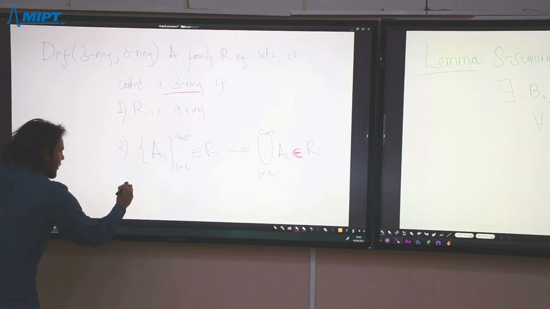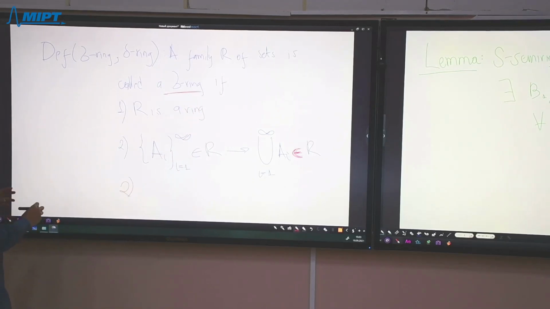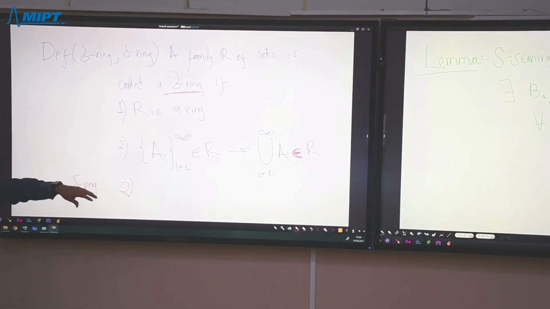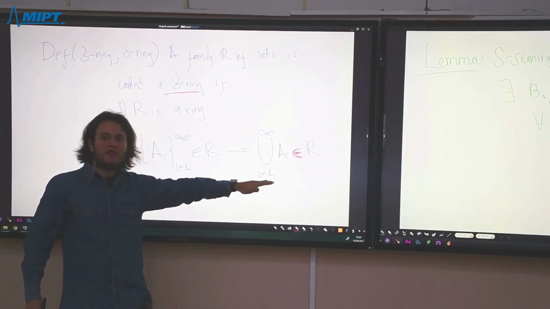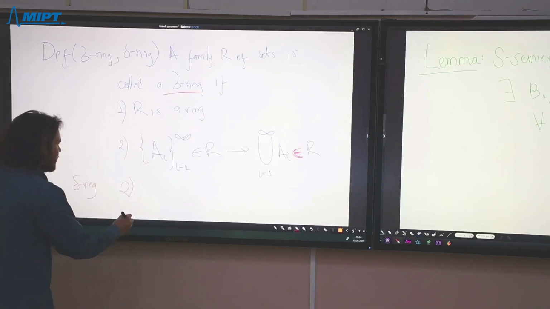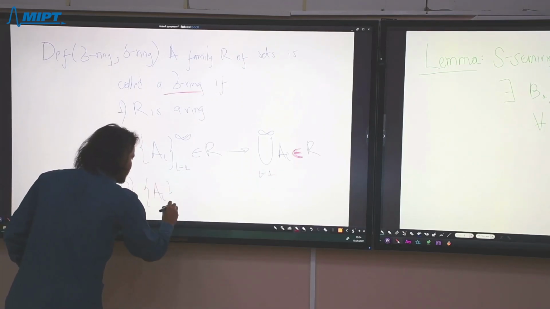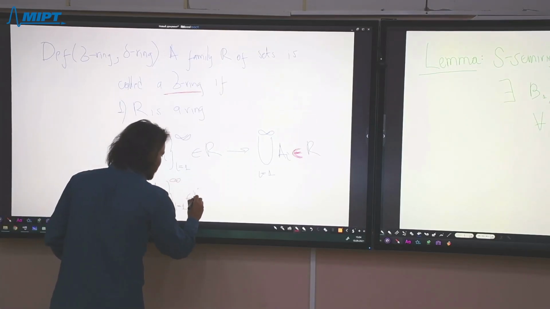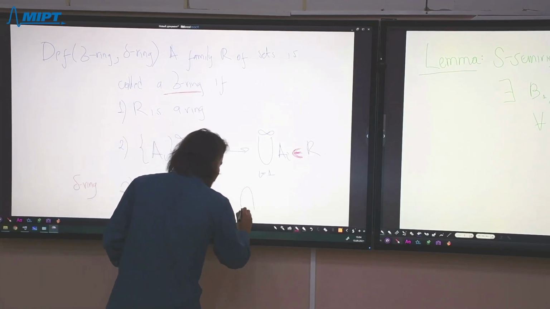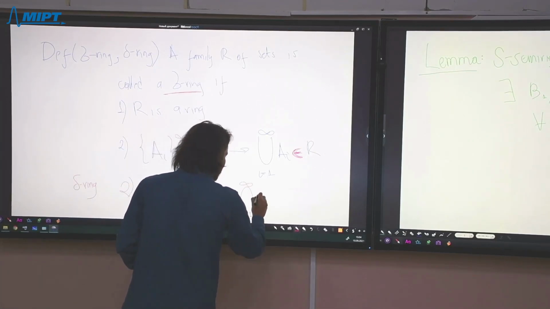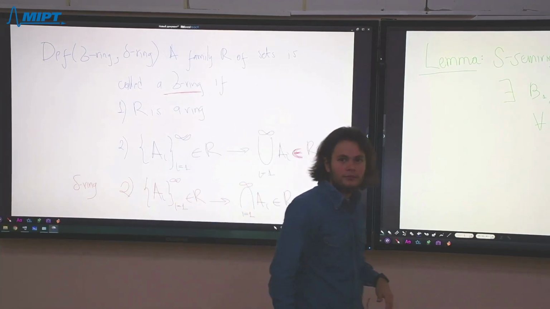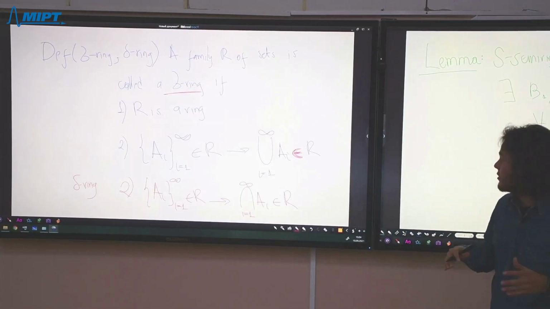And with a delta ring, so this is for delta ring. The difference is that we don't need the union, but we need the intersection, the countable intersection of sets. So for any countable collection of sets from R, it holds that the countable intersection is also an element from R. Okay? So that's the difference, right?